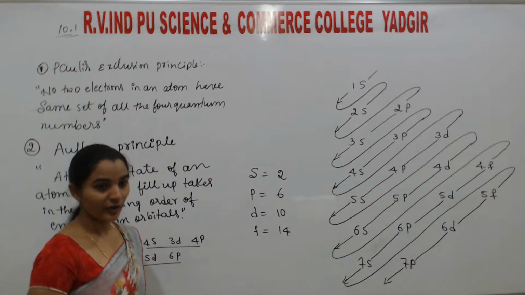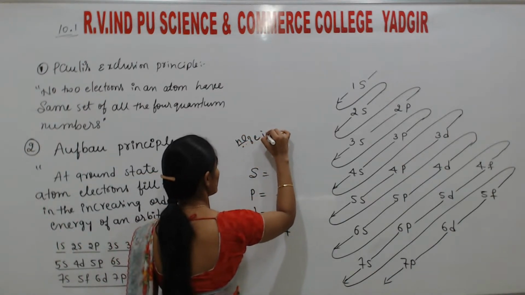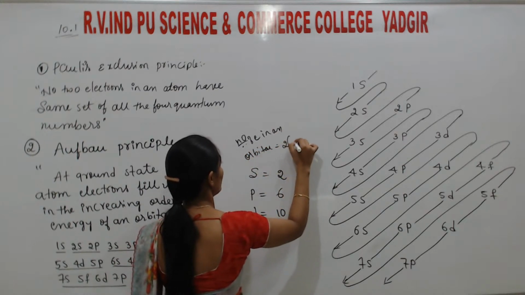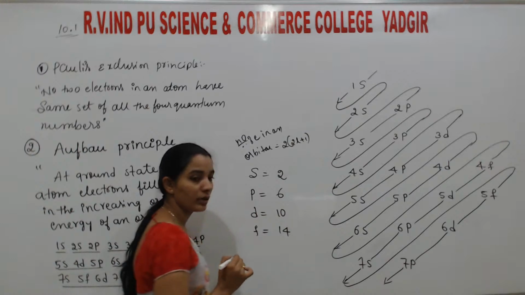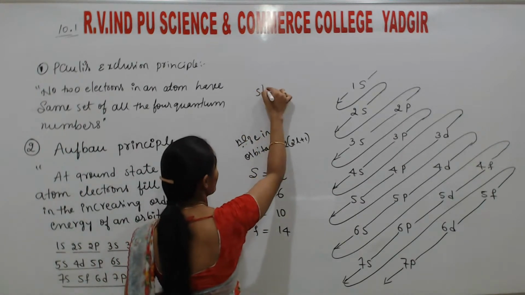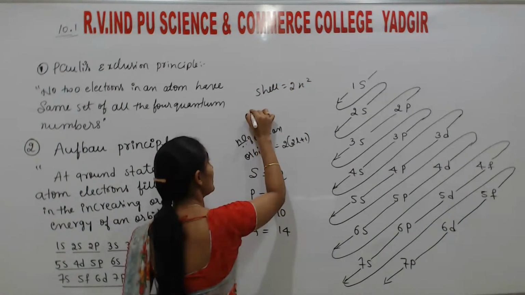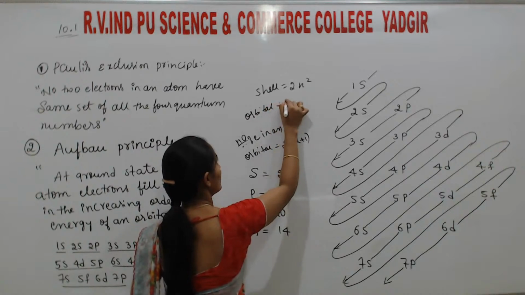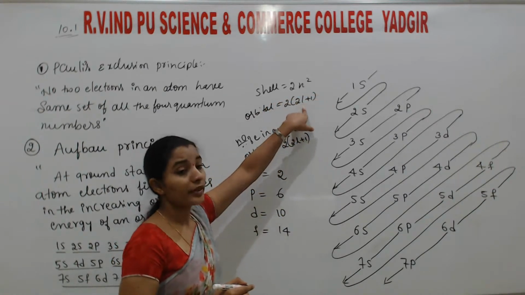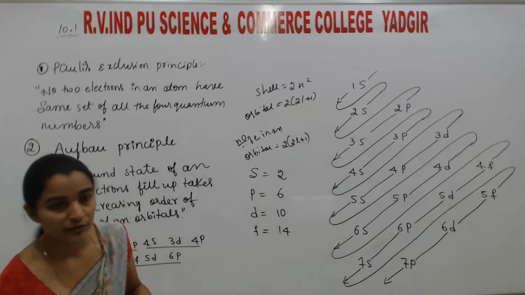Remember, what is the formula for this? The number of electrons in an orbital is equal to 2 into (2l plus 1). Remember students, initially I did, in the shell, the number of electrons is equal to 2n square. In the subshell, the number of electrons is equal to 2 into (2l plus 1). l means the azimuthal quantum number. Understood?